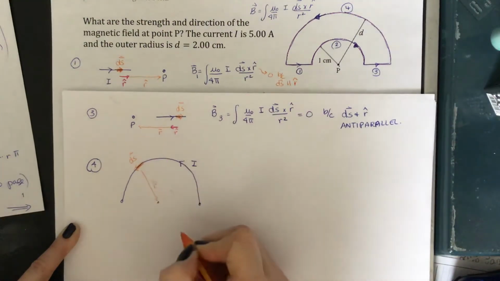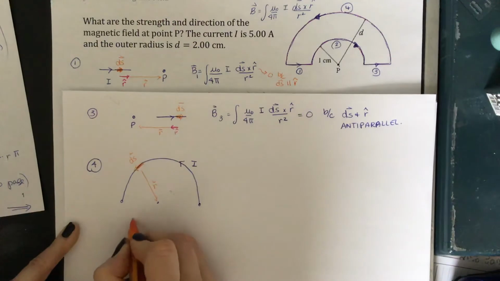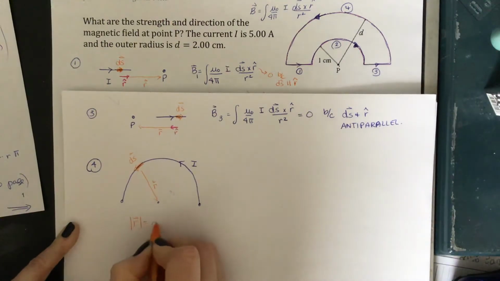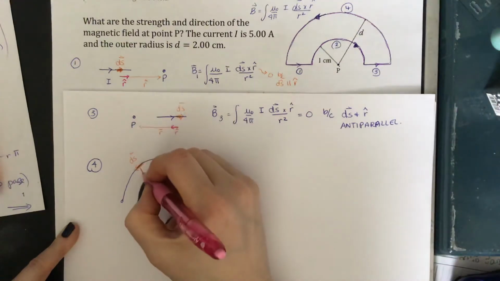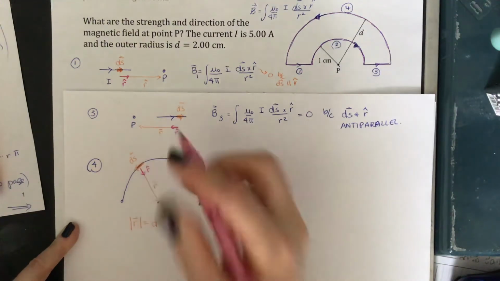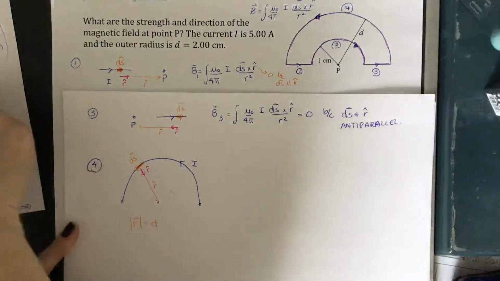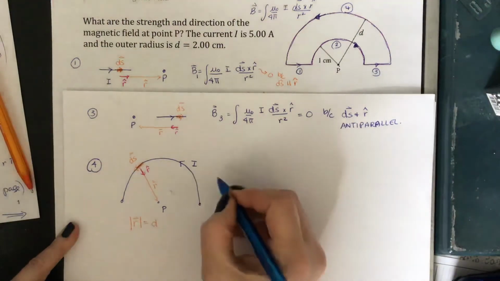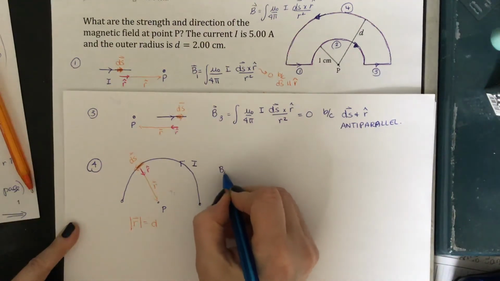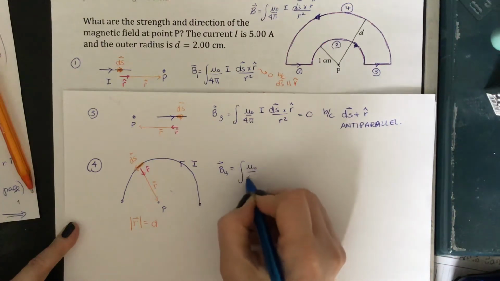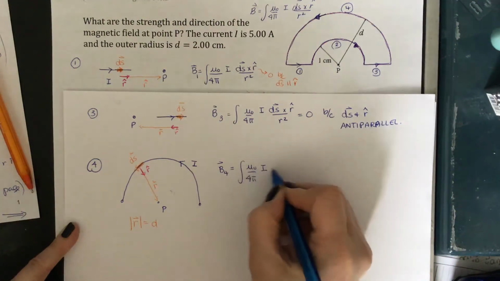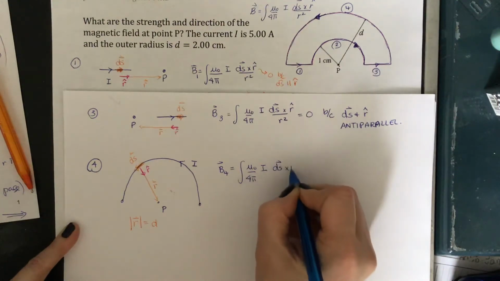In this one, the magnitude of r was written down as d. r hat, again, same deal as before. r hat is a unit vector that points with r, and point P is here. Let's write down that magnetic field B4 is the integral of mu naught over 4 pi times I ds cross r hat over r squared.